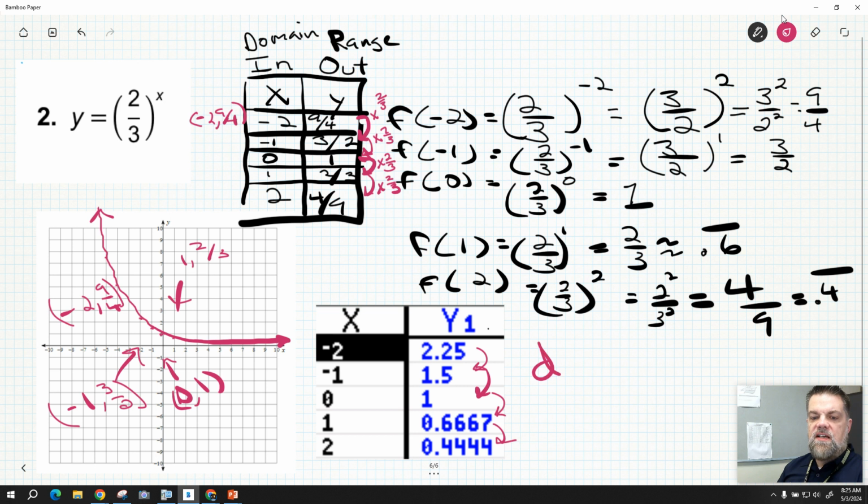So this is a decay. So what's our b term? Well, b is equal to 2/3. So a decay occurs when b is between 0 and 1, right? Do you guys remember that from yesterday?